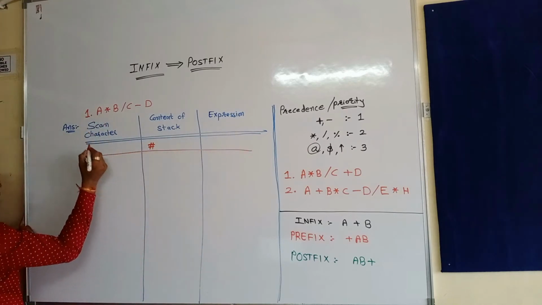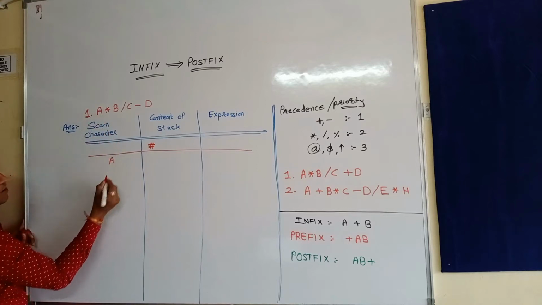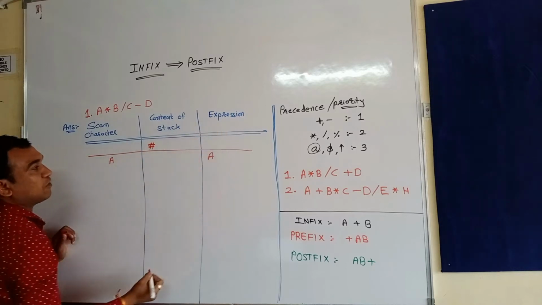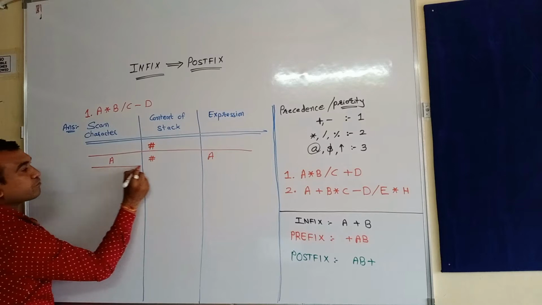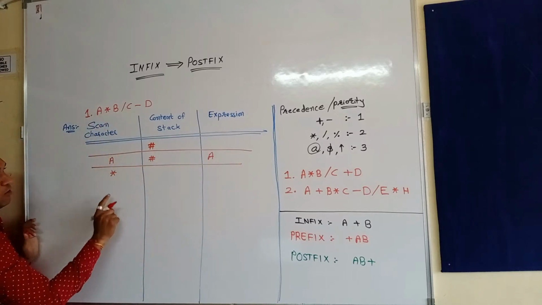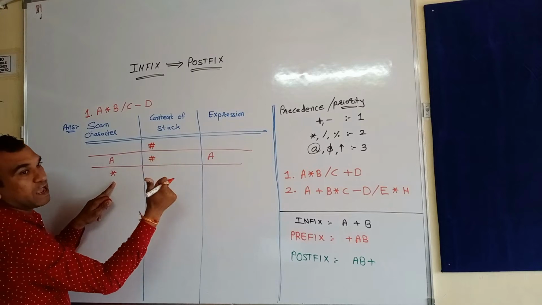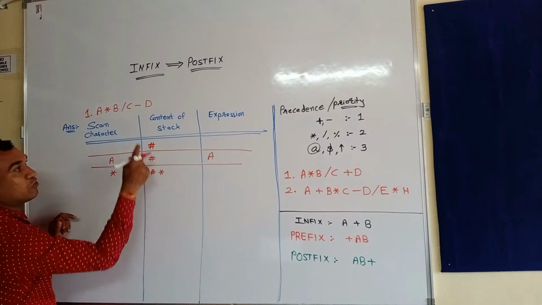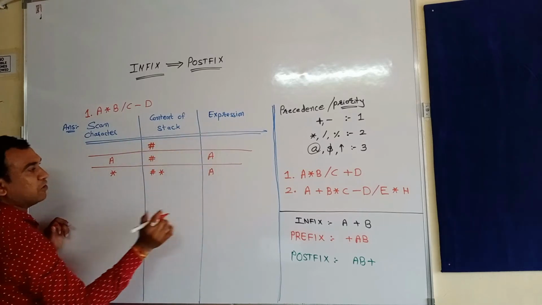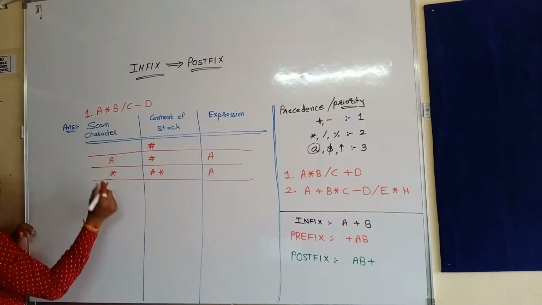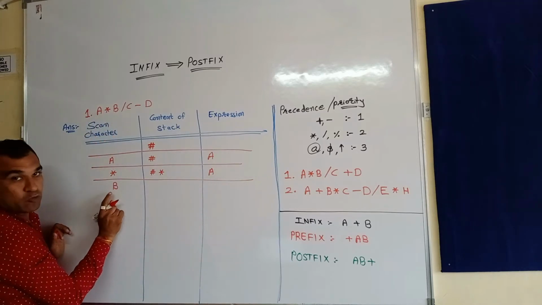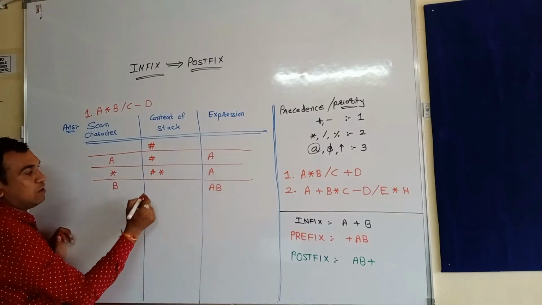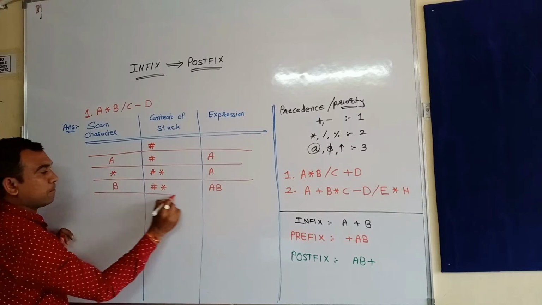In the next row, we take the scan character from the expression. I have A. Whenever an operand comes, we directly put it into the expression. So our stack is again empty. Now we have multiplication. Multiplication is compared with the stack, but the stack is empty, so we cannot do a comparison. So multiplication goes into the stack. After the multiplication, we have an operand, B. Whenever we encounter an operand, we directly put it into the expression, so our expression becomes A, B.